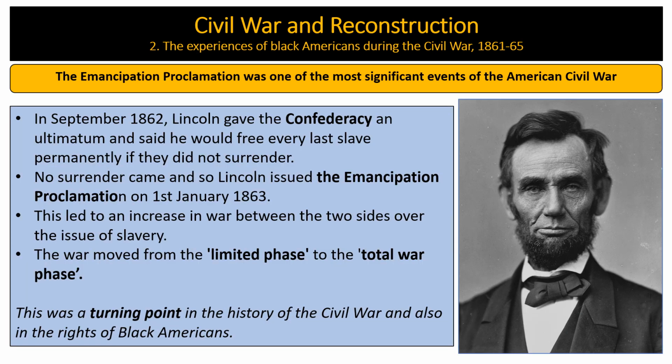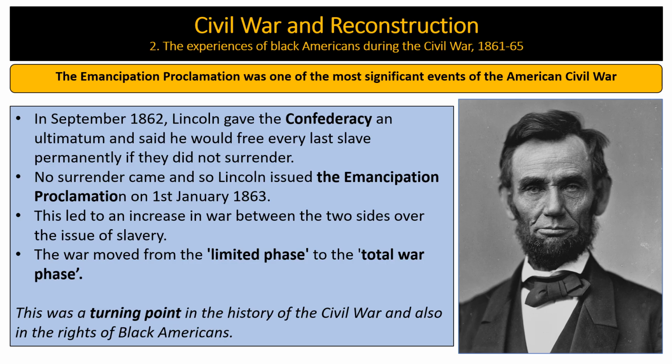Now, the Emancipation Proclamation was one of the most significant events of the American Civil War, and in the background to this is, in September 1862, Lincoln gave the Confederacy an ultimatum, a final warning, and he said he would free every last slave permanently if they did not surrender. No surrender came until Lincoln issued the Emancipation Proclamation on the 1st of January 1863. Now, to emancipate means to make free, and the proclamation just means an order.